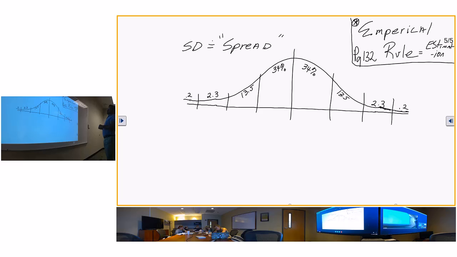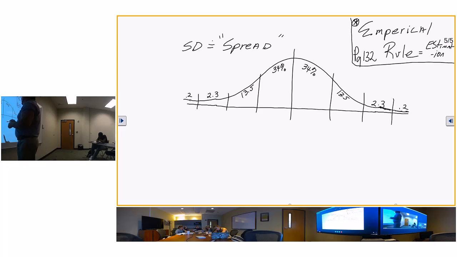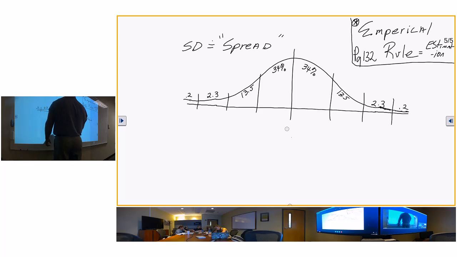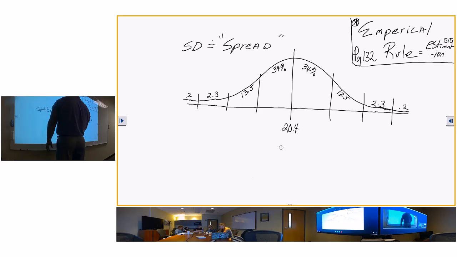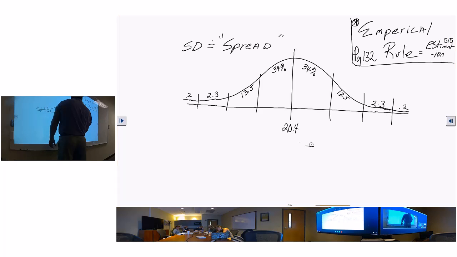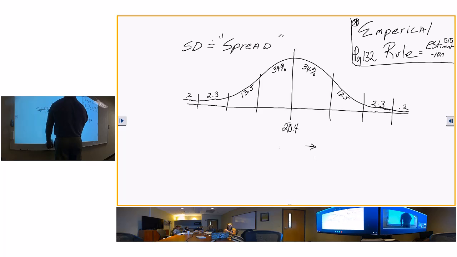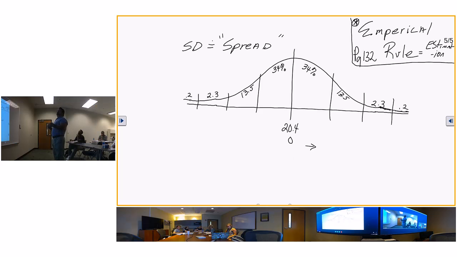All right. The mean goes in the middle. What'd you say the mean was? 20.4. On this side, the right side of the number line, which starts at zero, what do you do? Do you add or subtract? You add. You're moving in the right direction, that means you're going to add because it's positive.